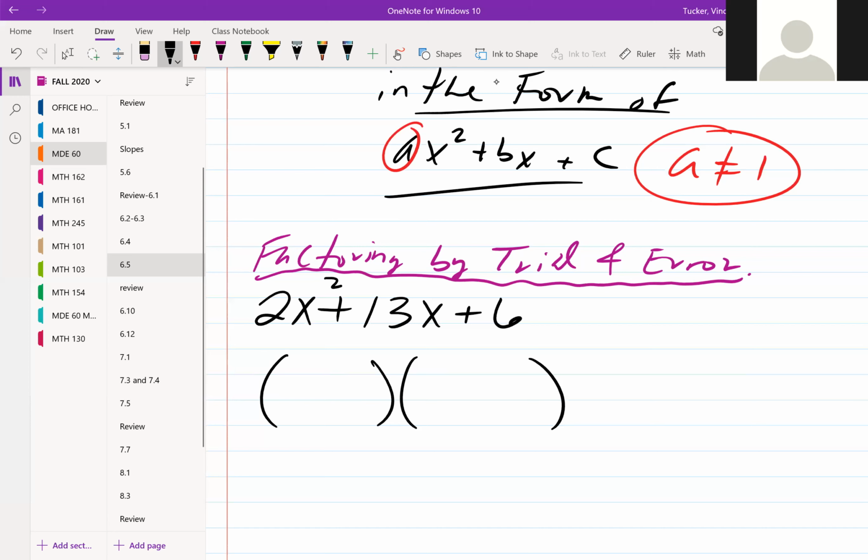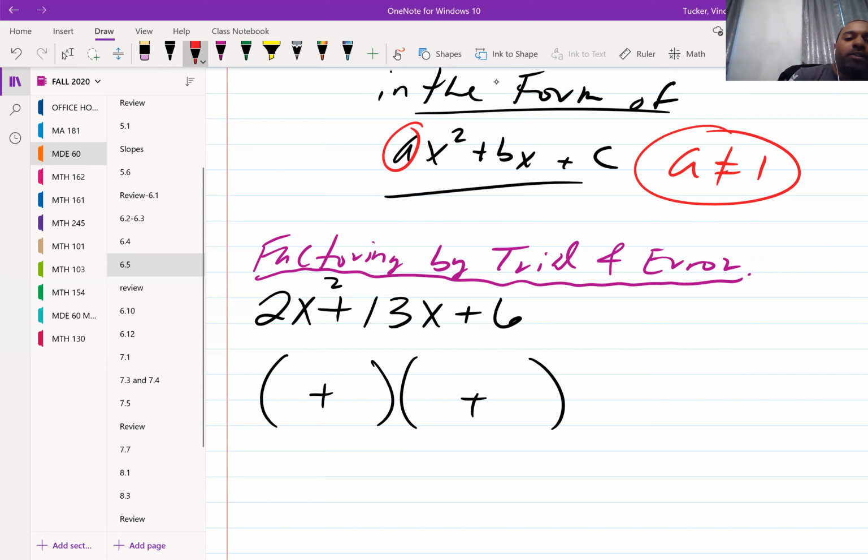All right. So the first thing you have to do is start off with what we know has to happen. First of all, you're going to have your two sets of parentheses, and our signs are going to be the same, and both of them are going to be plus. That's what we learned in the last section. That's what has to happen here.